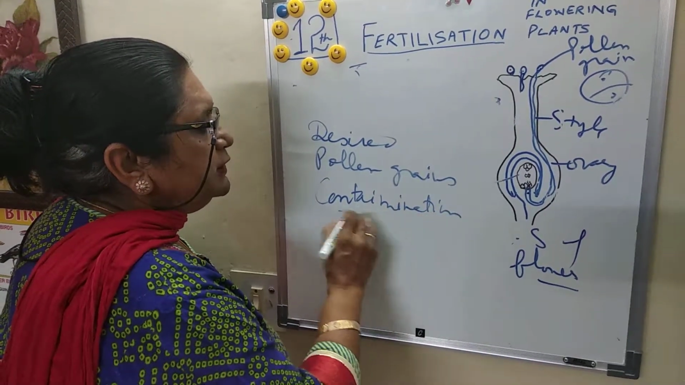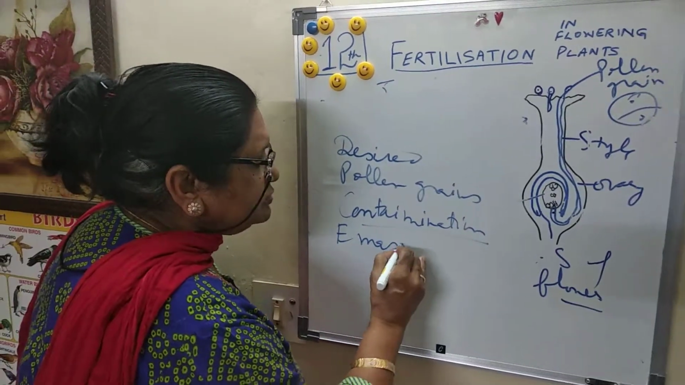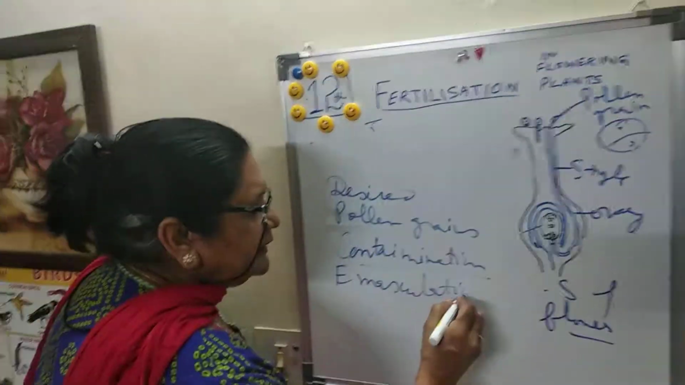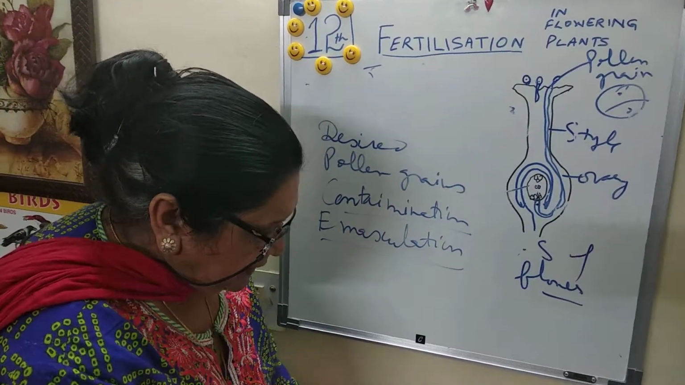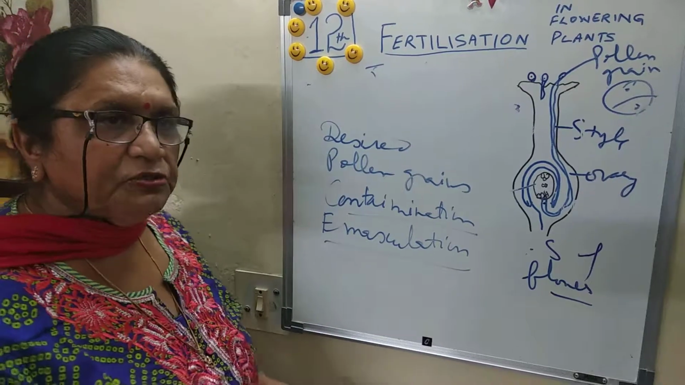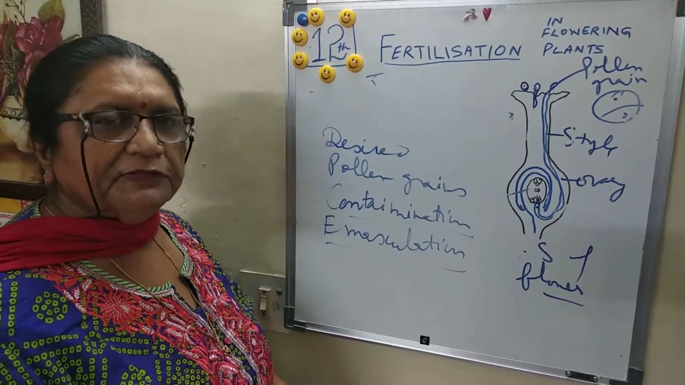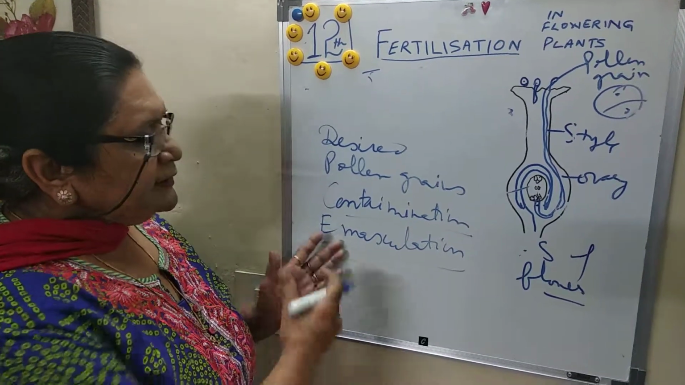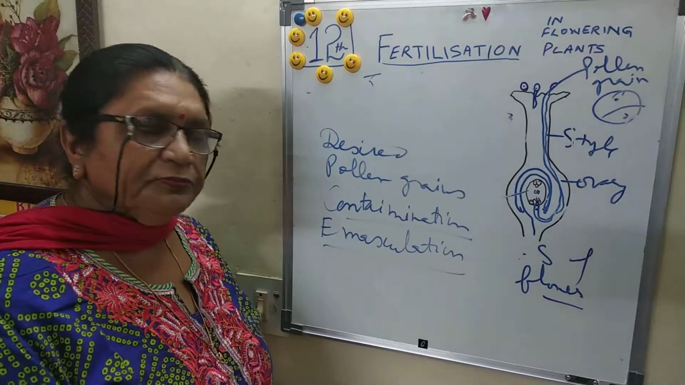So 2 main techniques are used. One is called emasculation. Emasculation occurs in bisexual flowers. It is the removal of the anthers before they dehisce, from the flower bud. This technique is called emasculation. Definition: 1 mark for the board.